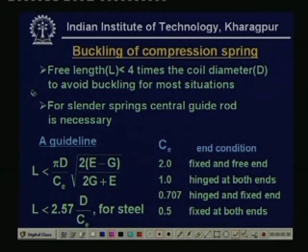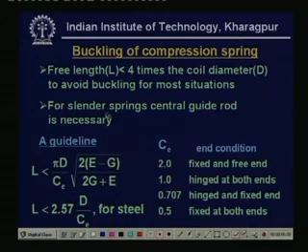Please note that I am just using the word "most situation", because I will explain it after some time. Now, in this case, what is happening? For slender springs, a central guide rod is necessary. It means if we find that after calculations the spring is likely to buckle, then one has to use a guide rod passing through the center of the spring axis, about which the spring should compress. The compression action of the spring should take place along this particular guide rod.